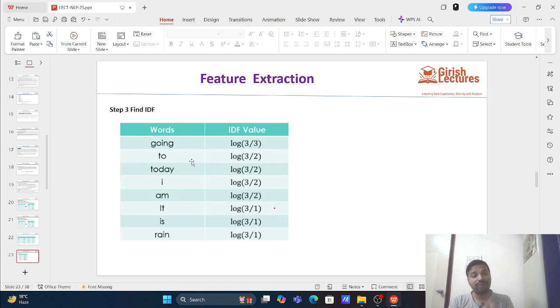Now whenever we want to calculate the inverse document frequencies, for going it is the logarithmic value of 3 divided by 3, and for to it is the logarithmic value of 3 divided by 2.